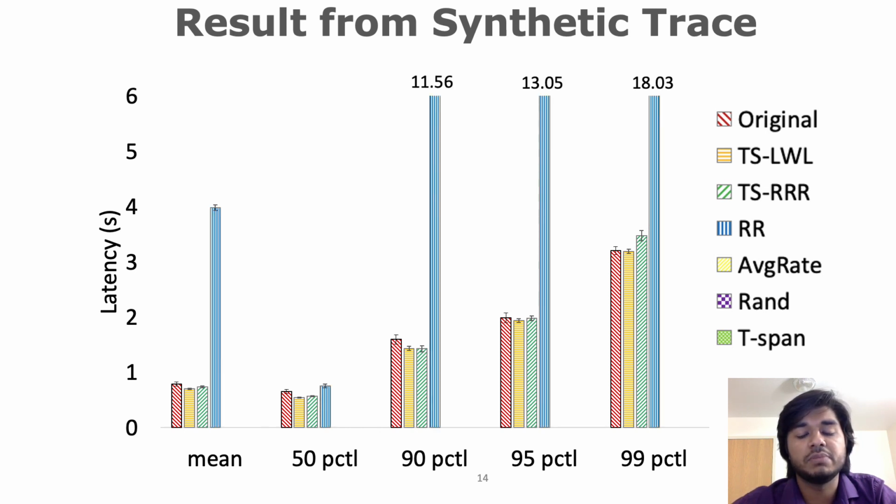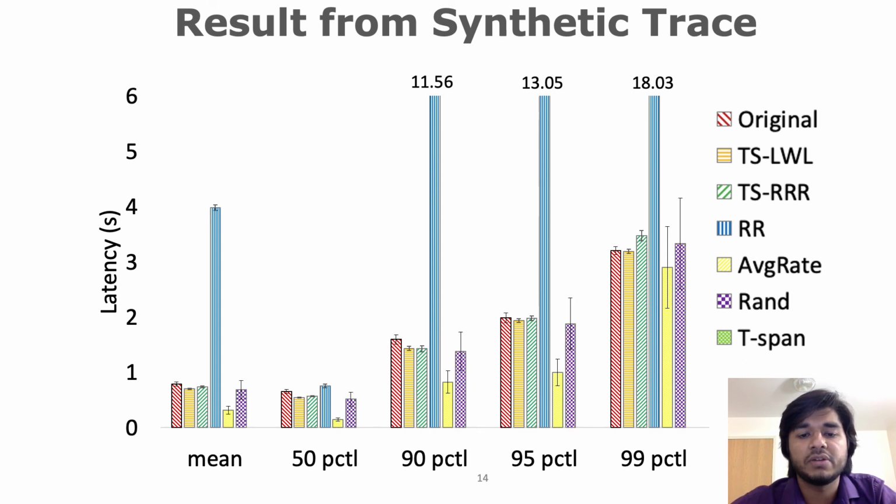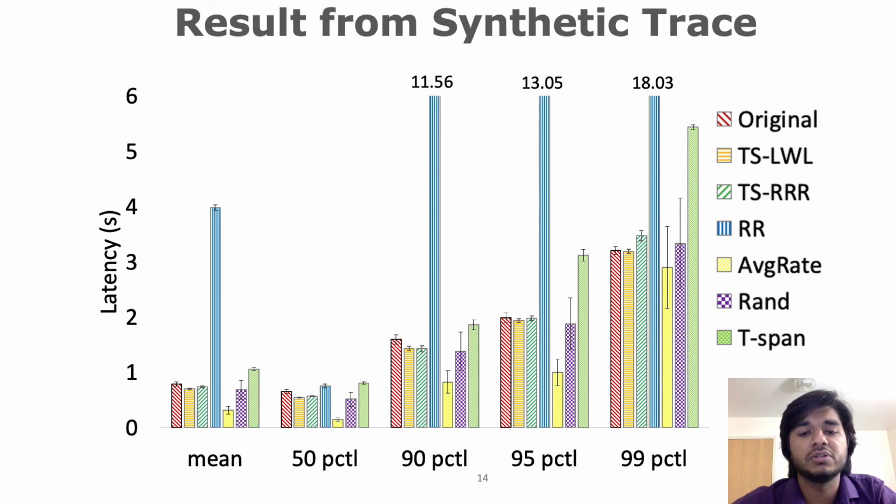RR produces unbalanced downscaled traces due to the deterministic request size pattern present in the original trace. Average rate scaling still performs badly due to not capturing the short-term bursts. Random sampling does reasonably well in this case, although not as well as TSLWL. T-span does badly again in this case due to increasing the length of the overload in the downscaled trace. Therefore, we can easily see that TSLWL performs best among all the downscaling approaches for this trace.